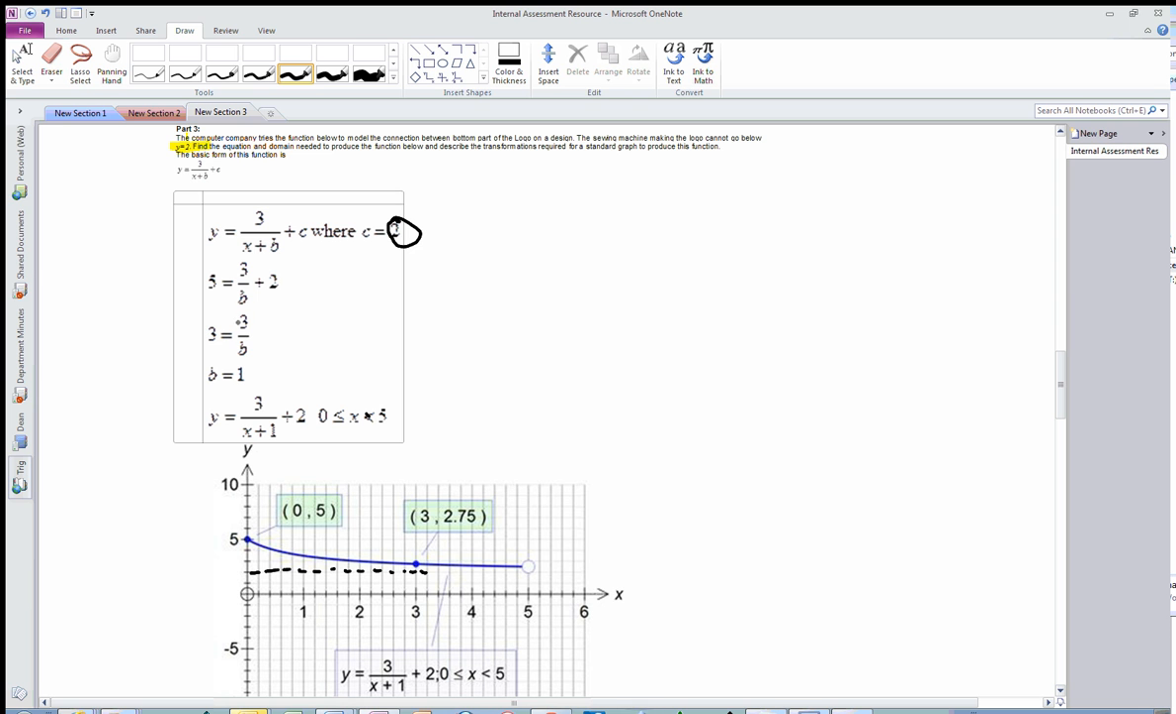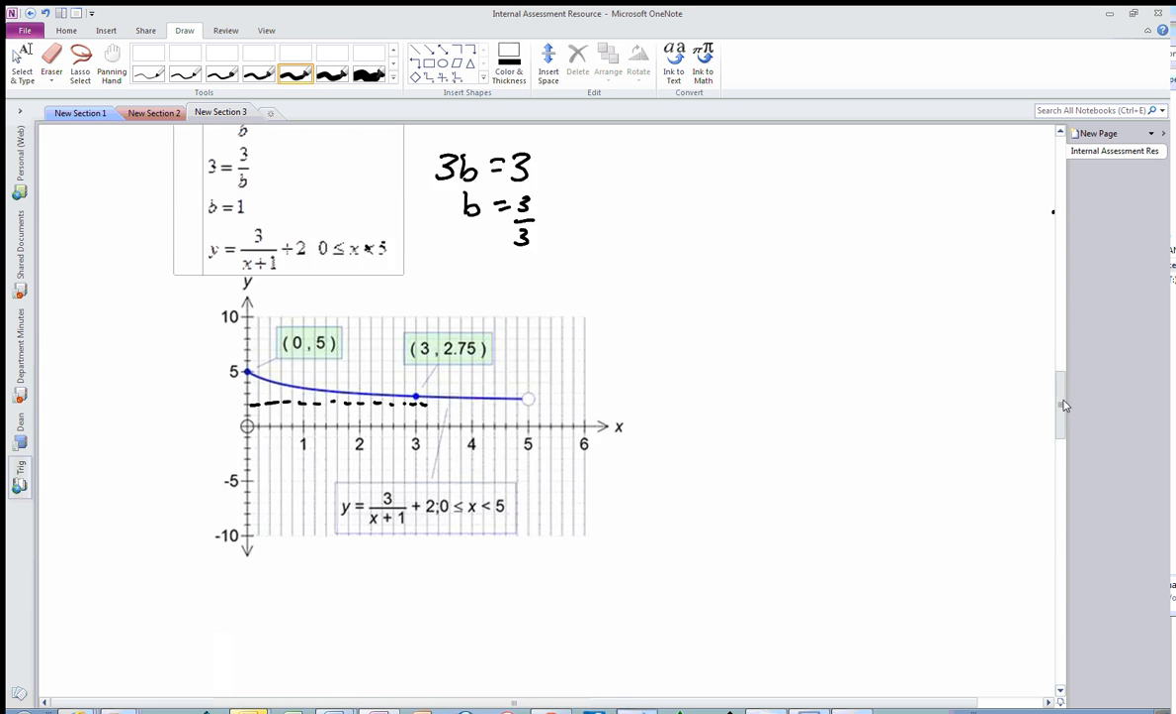So we've got 3 equals 3 over b, and the one thing they have missed out is that they then changed that into 3b equals 3. They just took the b and multiplied both sides by it, so therefore they've got b equals 3 over 3, which is why they've got b equals 1. So then they have the equation straight away: y equals 3 over x plus 1, plus 2, and this is all between 0 and 5.